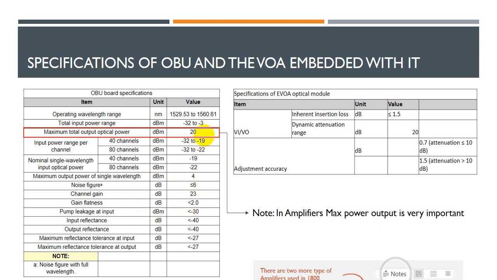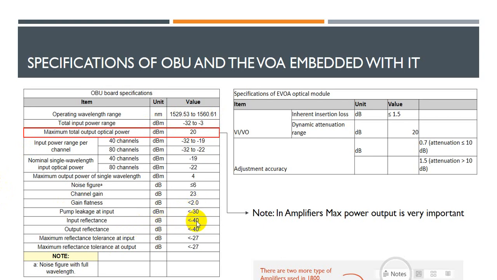Gain per channel, because if there are, let's say, 40 channels, all channels will not be added 23 dB. It is not simple mathematics. Some will add less, some will add more, because EDFA is a kind of amplifier where gain is not flat. It is slightly uneven. There is a non-linearity in terms of getting the gain output. So the best you can get is that the difference of gains across the total number of channels is less than 2 dB. Pump leakage input should be less than 30 dBm.